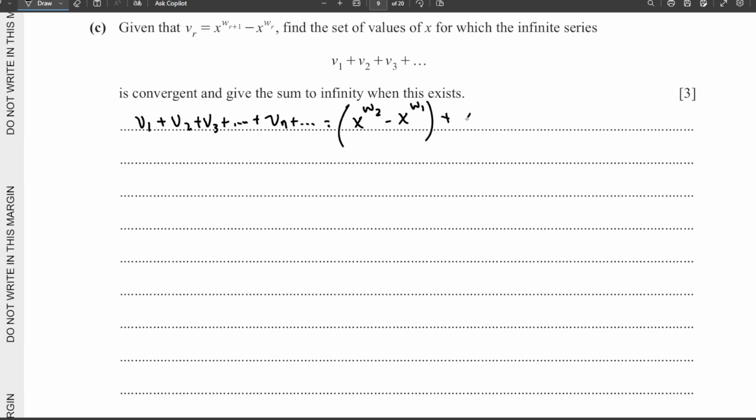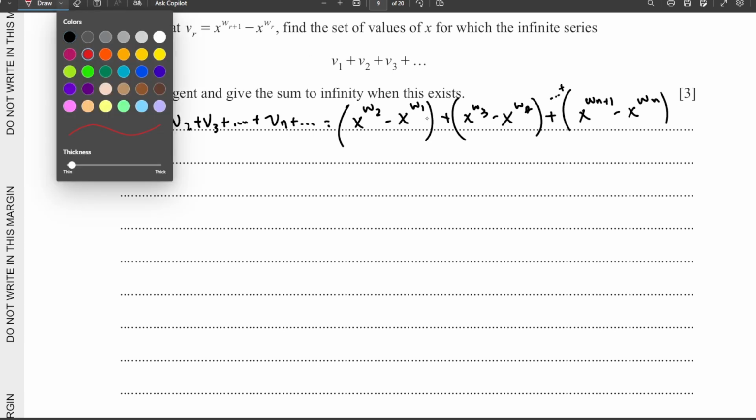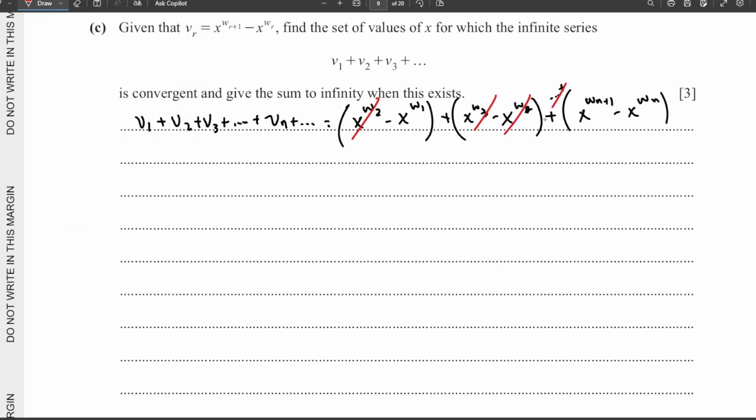When r is 2, x to the W3 minus x to the W2. And again, so on and so forth until you have the n. Okay, so we have x to the Wn plus 1 and x to the Wn. And there should be a dot dot dot in between here, so there are many other terms in between. And again, we have noticed the pattern where this W2 is cancelled, W3 will be cancelled by something inside, Wn also will be cancelled by something inside.